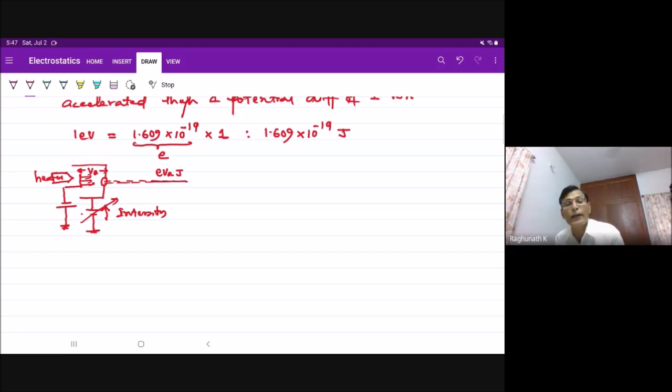If you want to calculate the velocity, eVA is equal to half mv squared, where m is the mass of the electron, 9.1 into 10 to the power of minus 31 kilograms, into velocity squared. With that, the velocity will become the square root of 2eVA by m, the velocity of the electron in the electron beam. In all the devices where an electron beam is produced, maybe it is a CRO or klystron, two cavity klystron or reflex klystron, or traveling wave tube, an electron beam is produced.